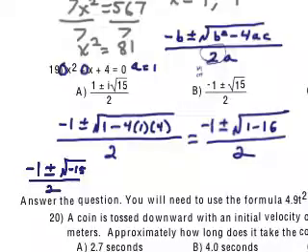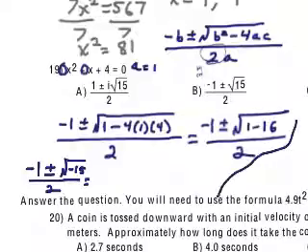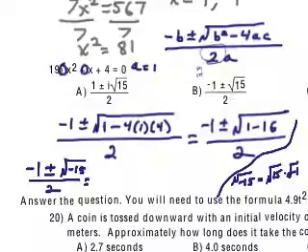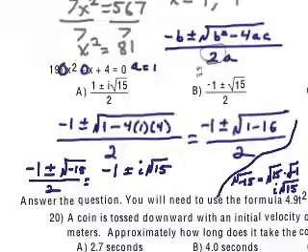But we can't just leave it like that, the square root of negative 15. Because the square root of negative 15, we're going to do this over here. The square root of negative 15 equals the square root of 15 times the square root of negative 1, which we call i, right? So we could write this as i square root 15. So this becomes negative 1 plus or minus i square root of 15 divided by 2. And that's the answer.